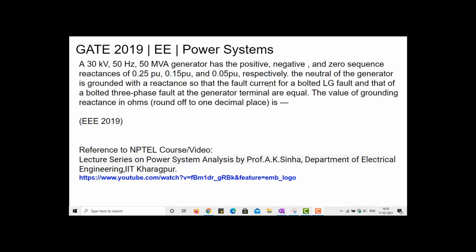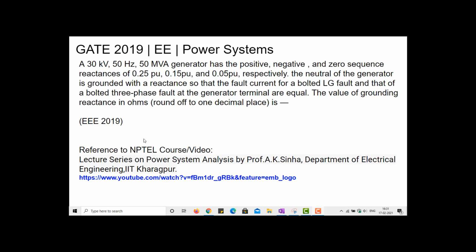The neutral of the generator is grounded with a reactance so that the fault current for a bolted LG fault and that of a bolted three-phase fault at the generator terminal are equal. The value of the grounding reactance in ohms.